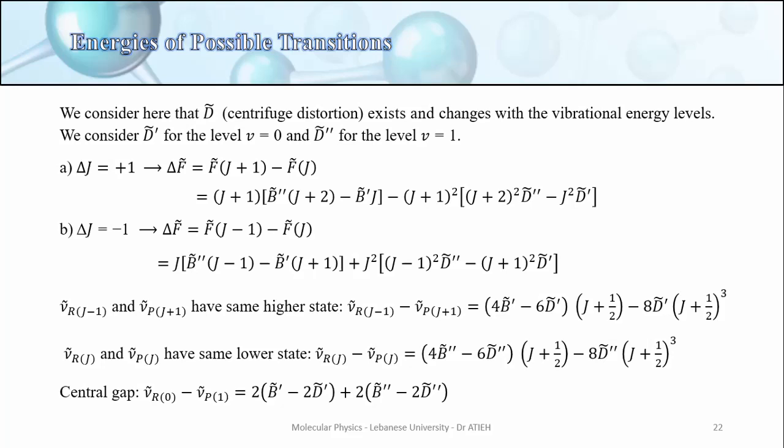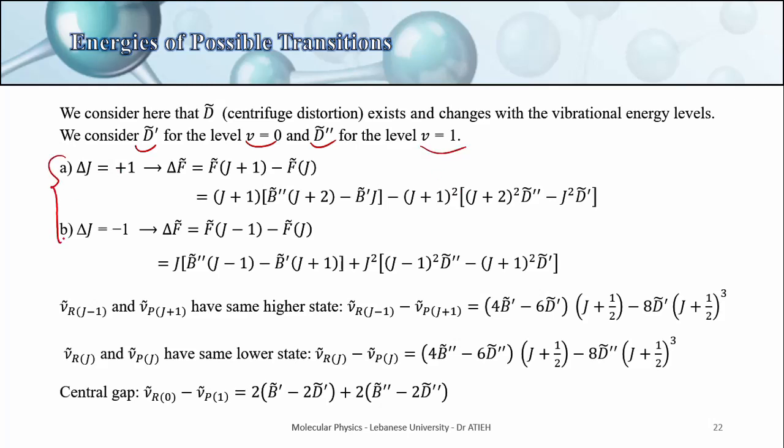Here, we are going to assume that the centrifugal distortion is not negligible. In addition, we are going to assume that it varies with the vibrational level. So let's call D prime the centrifugal distortion corresponding to the level nu equals 0, and D double prime the centrifugal distortion corresponding to the level nu equals 1.